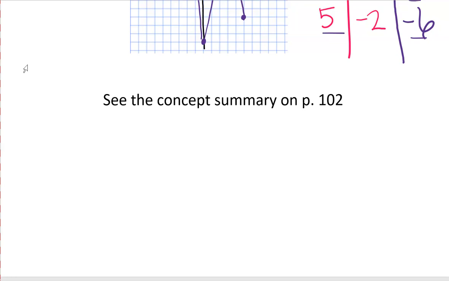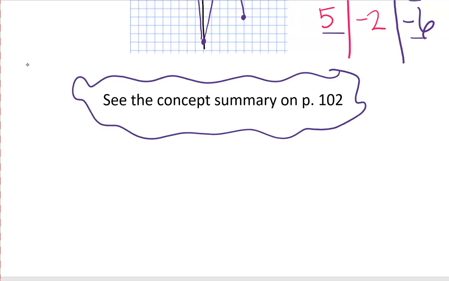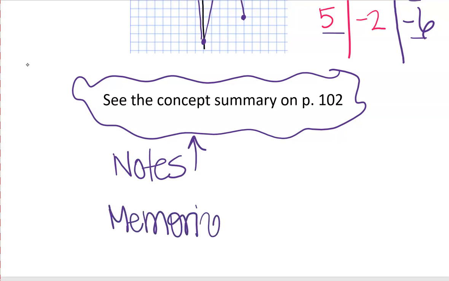And then the reflections: it reflects over the x-axis if the negative is on the outside of the function. It reflects over the y-axis when it is in the function. So I would say probably put these in your notes somewhere. You would have to know these for a test. Notes, memorize for test. Bring questions.